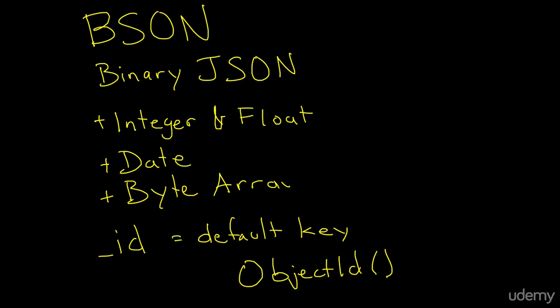So in this lesson, we had an overview of JavaScript Object Notation and MongoDB's superset thereof, known as BSON or binary JSON, which is used within MongoDB for data storage.